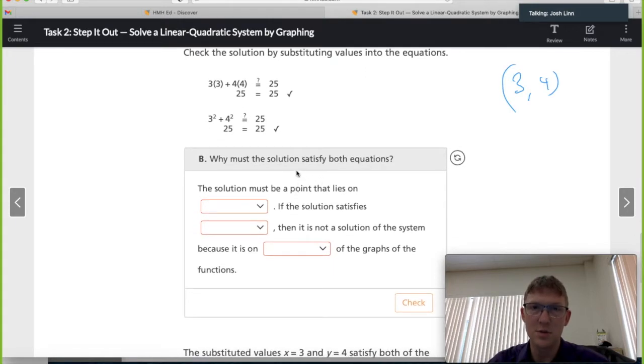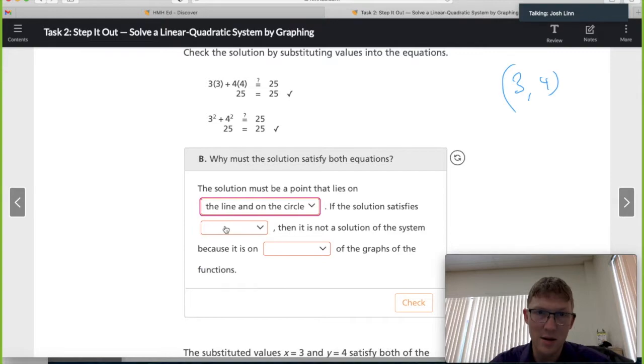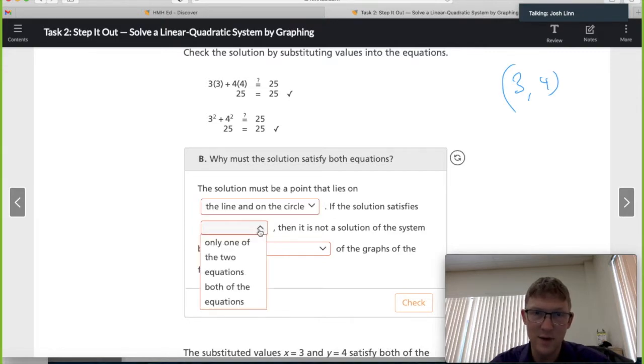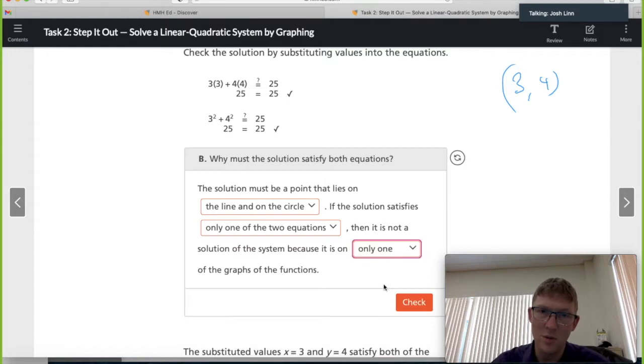So why must the solution satisfy both equations? The solution must be a point that lies on the line and on the circle. If the solution satisfies only one of the two equations, then it is not a solution of the system because it is on only one of the graphs.